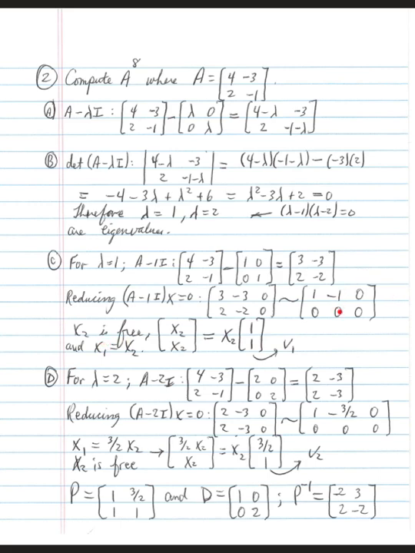There is no pivot in the second column, so x2 is free. Replace your x1 with x2. x2 is free, so it's just a recopy. Factoring out an x2 leaves a 1 and a 1 for the coefficients. That's your first eigenvector that corresponds to lambda equals 1.